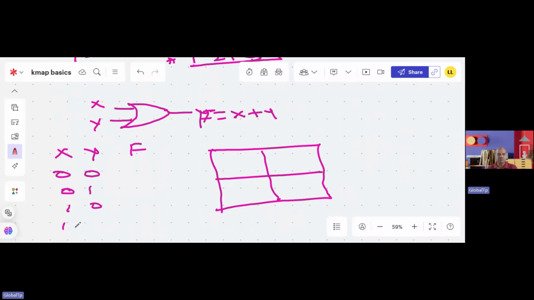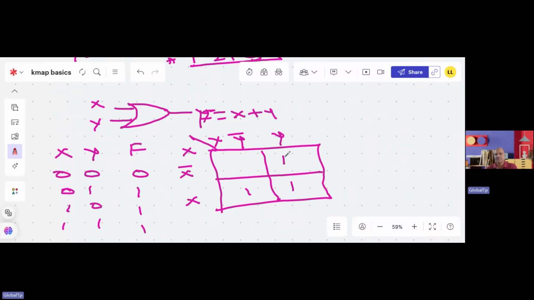0, 1, 1, 0, 1, 1. So here both are low, answer is low. One variable is high, answer is high. Here also high, and when both are high, answer is high. So here what I have to do, for x and y, what is the hierarchy? First one is complemented, second one is uncomplemented. So if I fill this up, 0, 1 becomes 0, 0, 0 becomes 0, no need to fill. Remaining all numbers I need to fill.